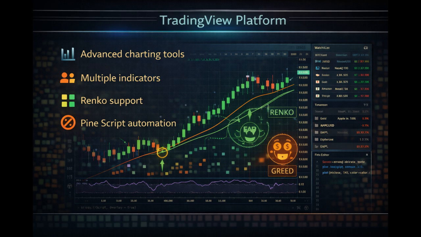Conclusion. TradingView is a powerful platform for market analysis, technical charting, and strategy development. Its intuitive interface and extensive tool set make it suitable for both beginner traders and experienced quantitative researchers. By using TradingView, interns can learn how to analyze price charts, identify trading opportunities, and develop strategies based on technical indicators and Renko chart patterns.